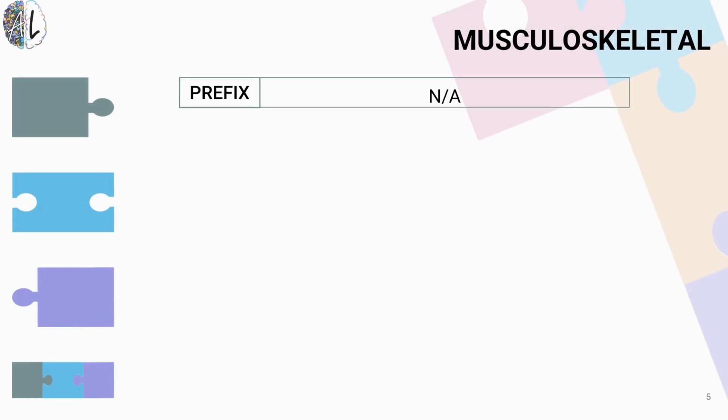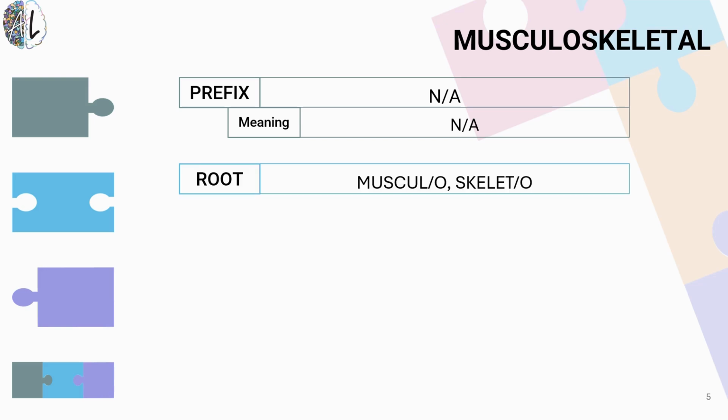In the term musculoskeletal, there is no prefix. However, there are two root terms. The first root term is musculo, the second is skeleto. Musculo is just what it sounds like, muscles, and skeleto is just what that sounds like, our skeleton. So we're looking at the muscles and the skeleton.